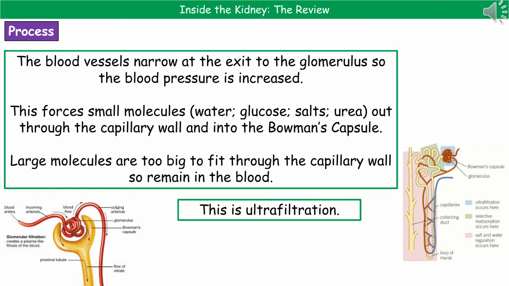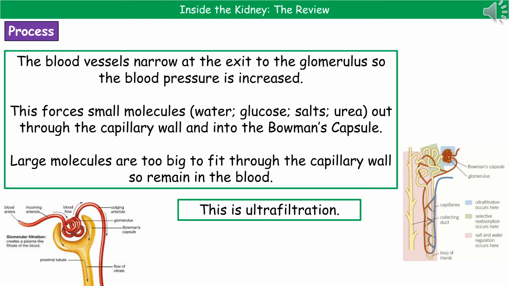So in order to actually make sure that we get this high blood pressure, then the blood vessels narrow at the exit to the glomerulus. So that means the blood pressure will be increased. When we've got that high blood pressure within the glomerulus, it's actually going to force small molecules like our water and glucose and the urea out of the capillary walls and into the structure called the Bowman's capsule, which is that kind of yellow U-shaped bit you can see in the bottom left. Any large molecules, so things like the actual red blood cells, white blood cells, large proteins, etc., they're too big to fit through the capillary wall, and so they remain within the blood.